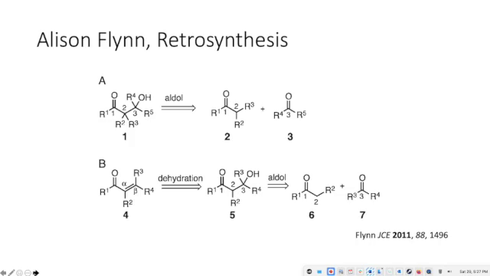Alison Flynn introduces the idea of retrosynthesis in her 2011 JChemEd article about interesting ways to ask organic chemistry questions with clickers. So she uses a lot of numbers on the structures to make sure students recognize bond disconnections.